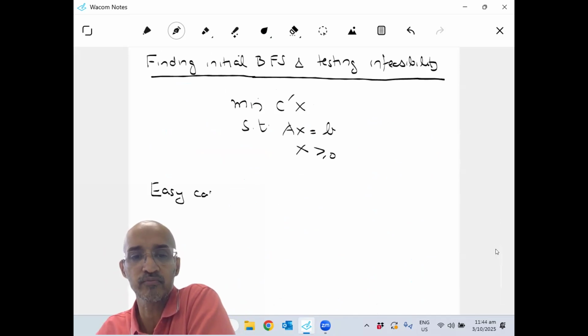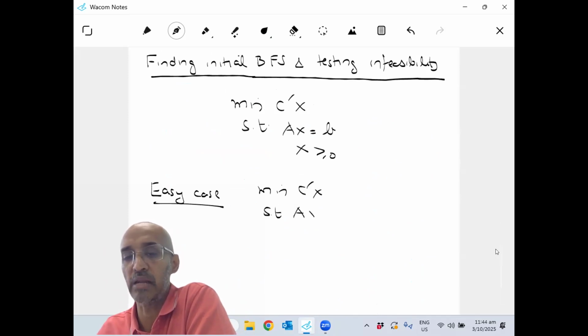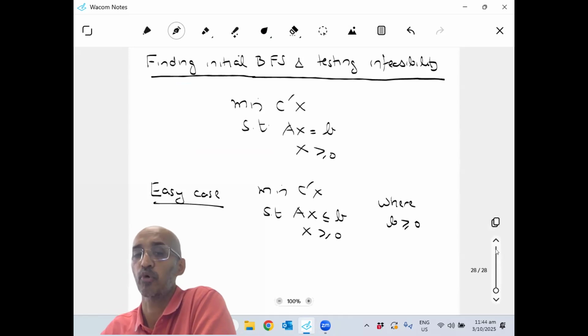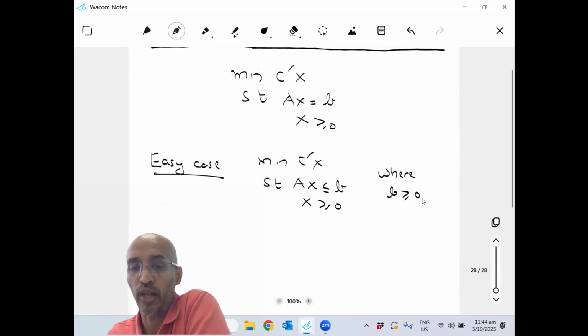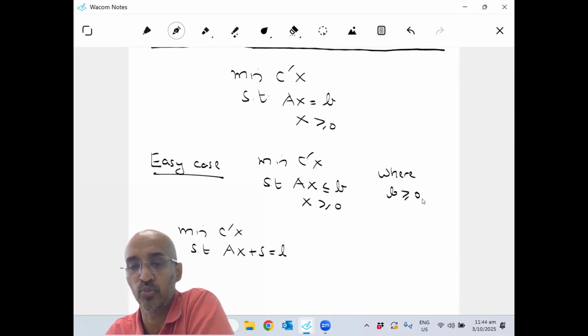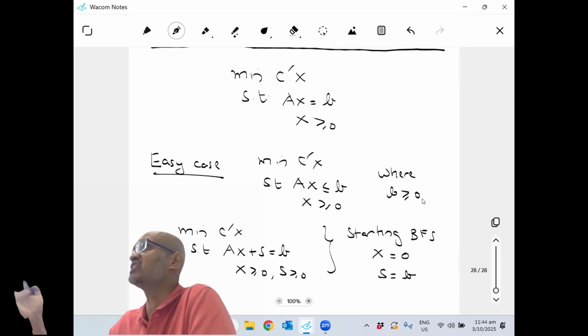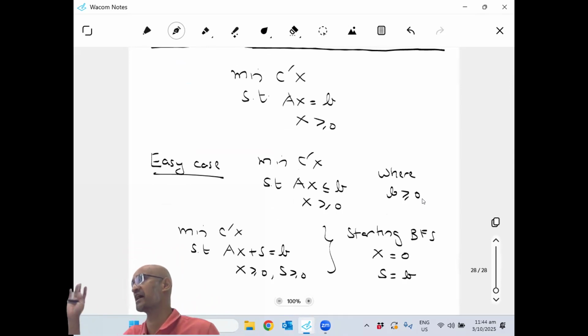So the easy case, which is what we have done so far, is this case. Suppose my LP is of this type, where B is greater than or equal to 0. All I did was I wrote this as minimize C transpose X subject to AX plus S equal to B, X non-negative, S non-negative. Starting BFS: non-basic variables are X, basic variables are S. This is an easy case. It's very easy to read a BFS directly from this problem.